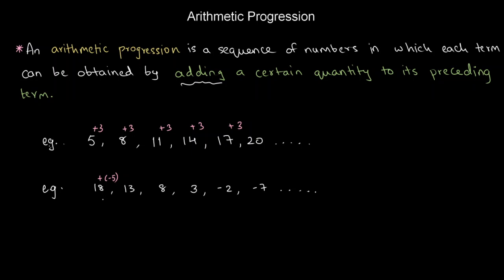So if I add negative 5 to 18, I get 13. If I add negative 5 to 13, I get 8. If I add negative 5 to 8, I get 3. If I add negative 5 to 3, I get minus 2, and so on, right? So such kind of numbers where you add a certain quantity to its preceding term and obtain the next term is called an arithmetic progression. That's our basic definition of the arithmetic progression, right?